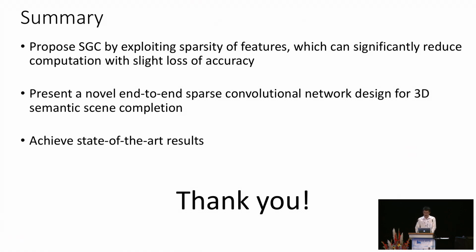At last, we summarize our main contributions here. We propose SGC by exploiting sparsity of features, which can significantly reduce computation with slight loss of accuracy. We present a novel end-to-end sparse convolutional network design for 3D semantic scene completion. And finally, we achieve state-of-the-art results.